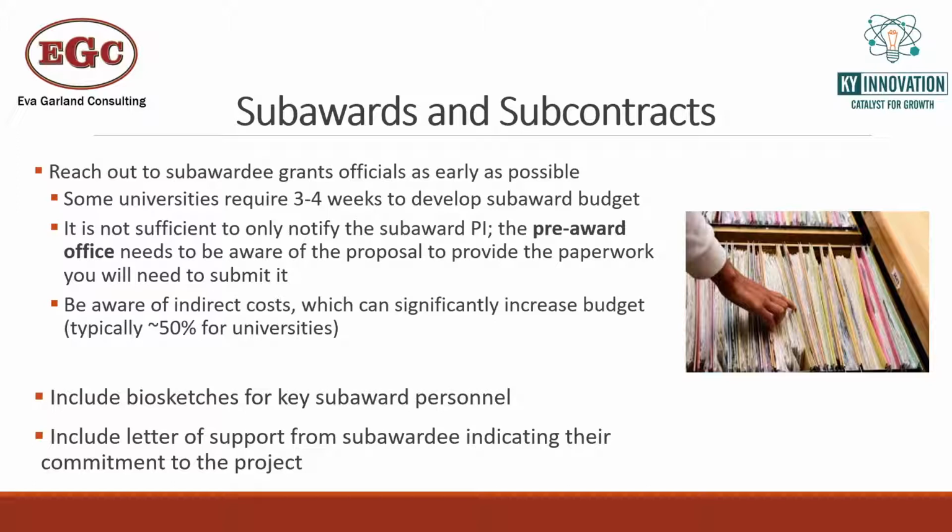In addition to including the subawardee paperwork, always include biosketches for the key personnel. This is really going to help to show that you have this additional expertise contributing to the grant. And I also think it's a good idea to include a letter of support. So, not just having the budget there, but actually have the subawardee PI indicate that they're committed to the project. And I'll mention this in a minute, but for STTRs, you're also going to need a letter from the university agreeing to be your partner research institute. And so including all of that can really help to further show the commitment of the subawardee to be a true partner in the project.